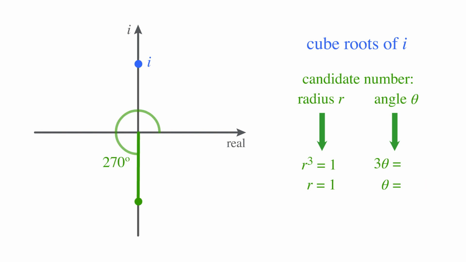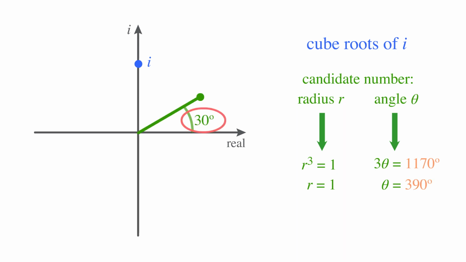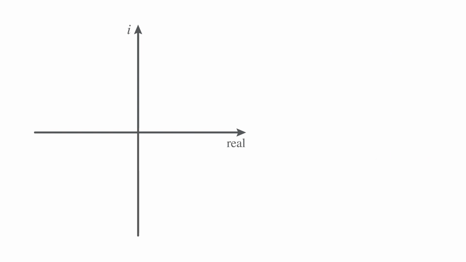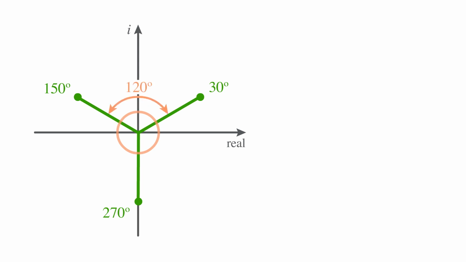How long will this go on? If we try a candidate number that lands correctly after 3 full revolutions, it corresponds to 1,170 degrees. Dividing by 3, this takes us back to 390 degrees, which is the same location as 30 degrees from our first root. So now we are repeating ourselves, and 3 is all there is. If we plot all 3 roots together, you'll see the symmetry. They all have the same radius, and their angles are equally distributed around a circle, with spacing 120 degrees, coming from 360 divided by 3.